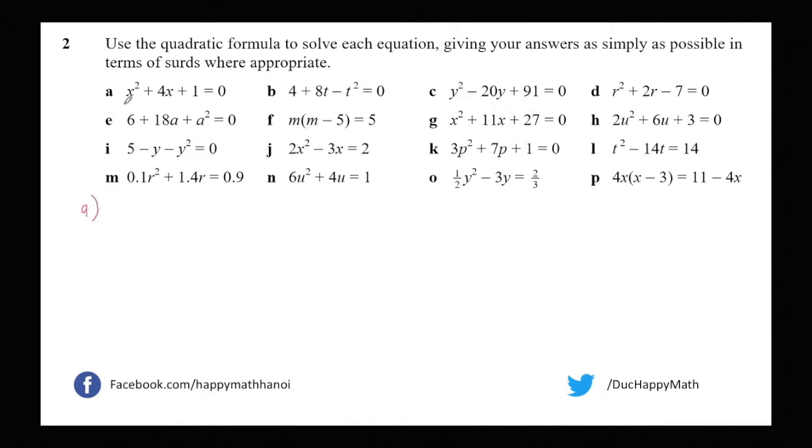The question A, you will have here A equal to 1, B equal to 4, and C equal to 1. So remember about the delta. Delta will be equal to B squared minus 4AC. It means 4 squared minus 4 times 1 times 1.